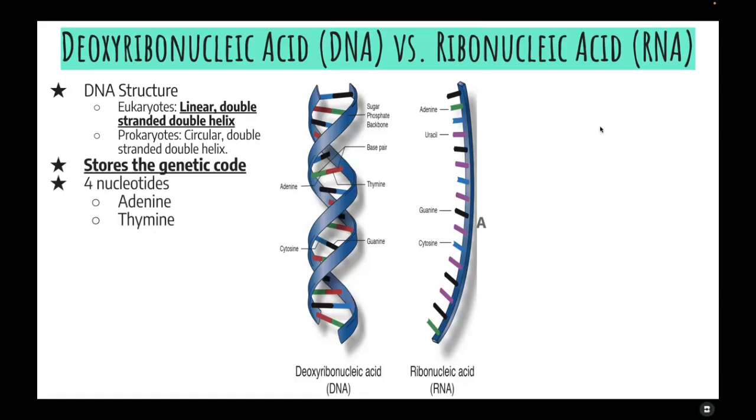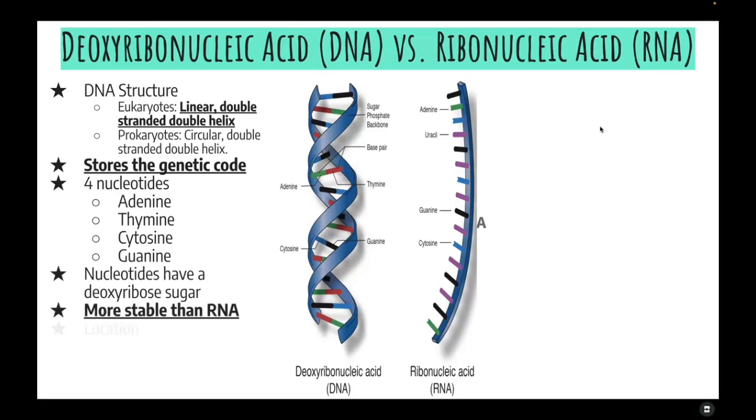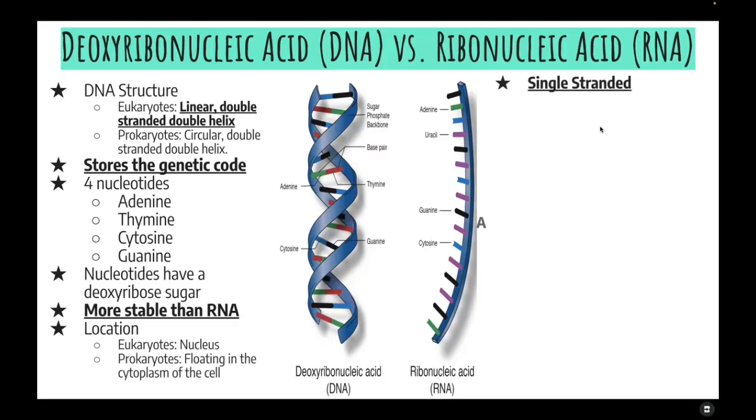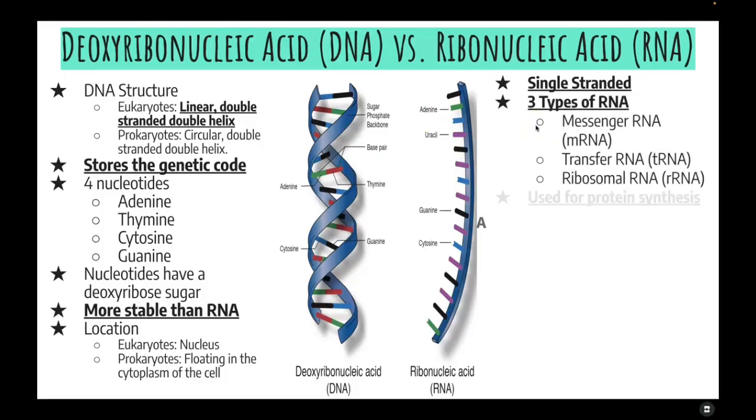The 4 nucleotides, as we mentioned, are A, T, C, and G. We have a sugar, and it's more stable than RNA. You can find this in your eukaryotic cells in the nucleus and in your prokaryotic cells floating around in the cytoplasm. RNA, as you can see, is single-stranded. There's 3 types: messenger RNA, transfer RNA, and ribosomal RNA. You're going to use these for protein synthesis, in order to create proteins.